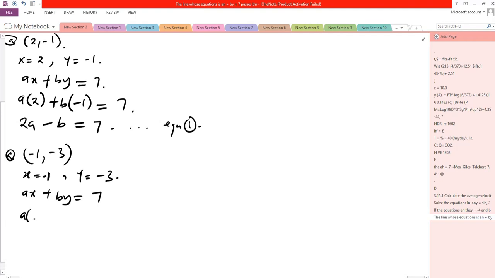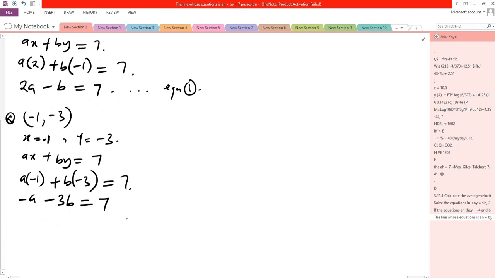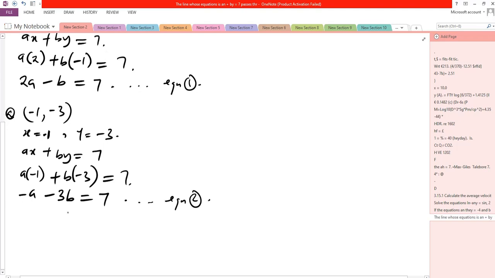So we have a times -1 plus b times -3. Now because you have by, you replace y with -3. So a times -1, you have -a. b times -3, you have -3b. Now this is equation 2. So we have equation 2 and equation 1.